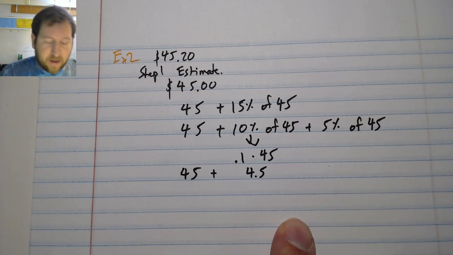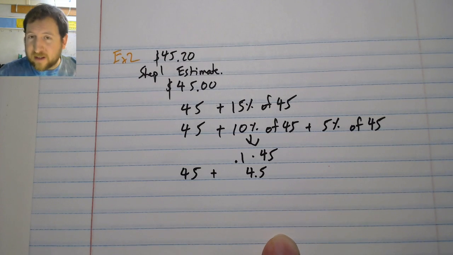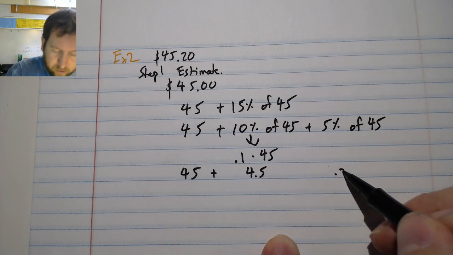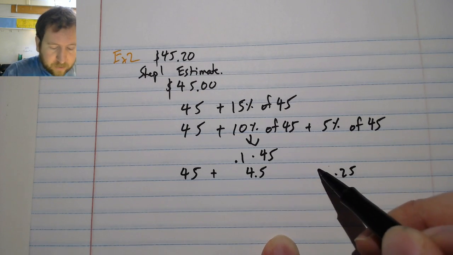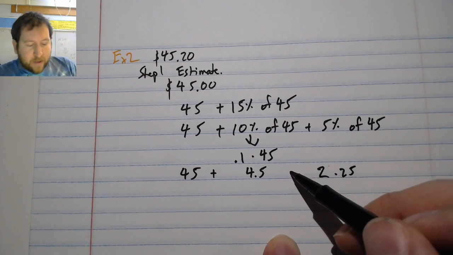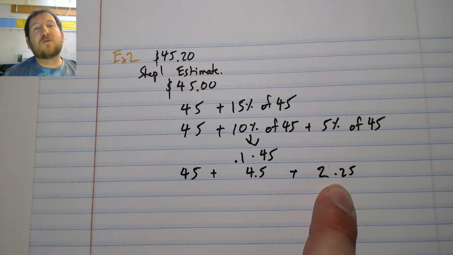So if I think of that in my head, half of 50, if I have 50 cents of something, half of that would be 25 cents. And if I have $4, half of that would be $2. So now I have 45 plus 4.5 plus 2.25.